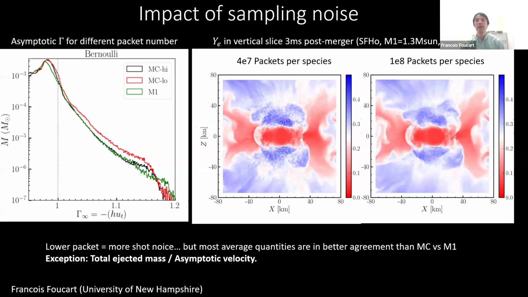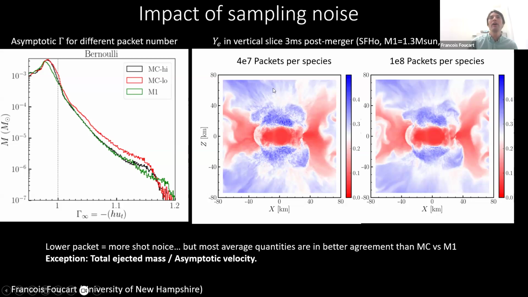Okay, and then the last thing we might worry about for Monte Carlo is the impact of just a limited number of packets and shot noise in the simulations. You can see that we do see Monte Carlo noise in these simulations. If we look at the right quantities, the quantity that is most visibly impacted by Monte Carlo noise is the electron fraction, shown here again on the vertical slice, in a simulation with 40 million packets per species and 100 million packets per species. And you can clearly see that the electron fraction in the regions where neutrino-matter interactions are important can be very noisy due to those Monte Carlo packets.